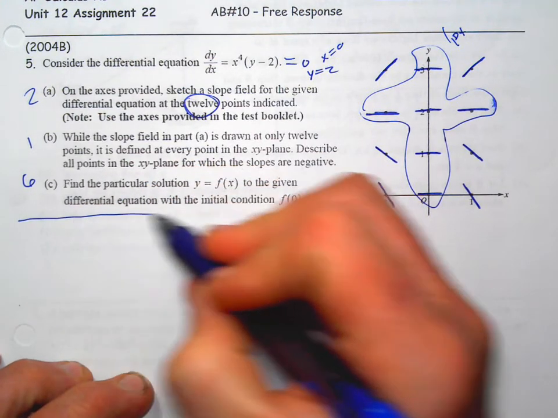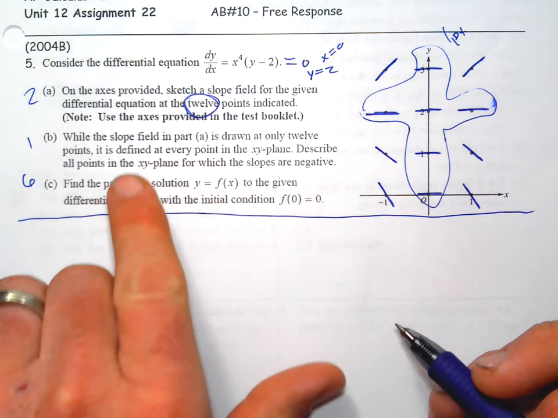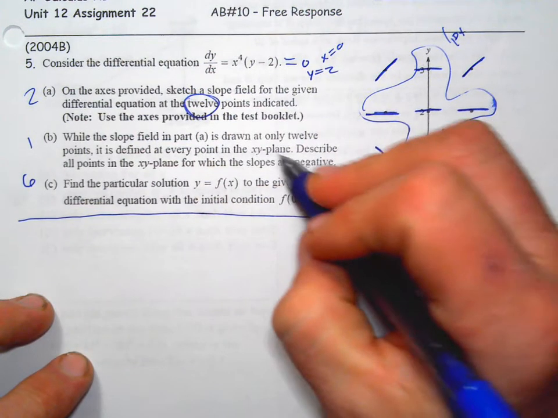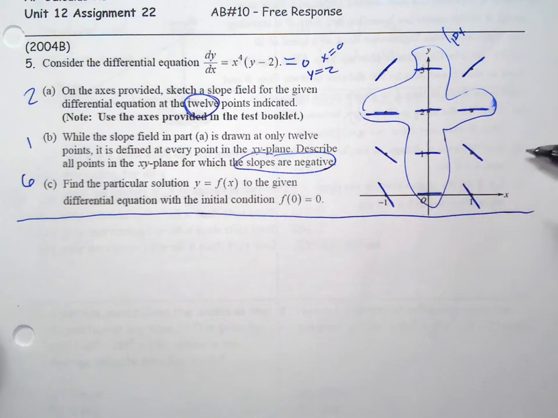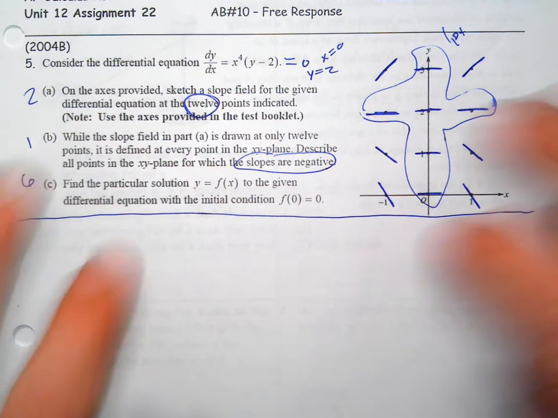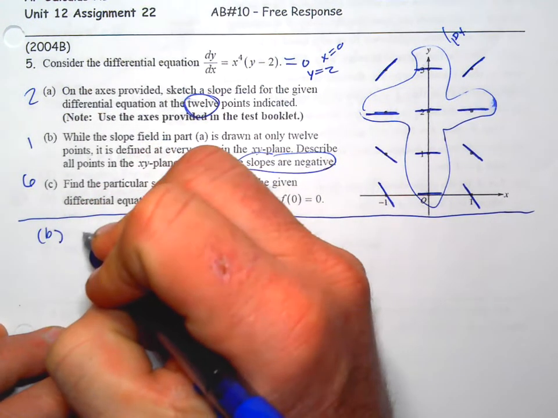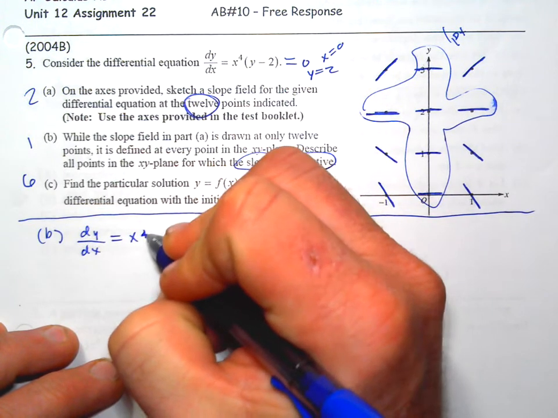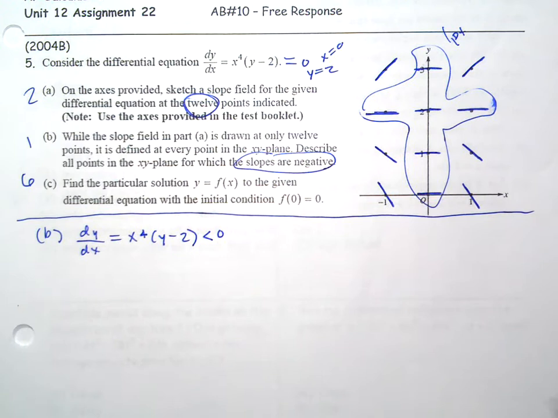Part B says, while slope field in part A is drawn at only 12 points, it is defined in every point in the xy plane. It goes out forever. Describe all the points in the xy plane for which slopes are negative. Now, you might look at this picture and be like, oh, there's some negative ones, and maybe try and guess what's going on as it goes out further. But I think the more dependable way, and not very difficult, is to set the derivative to negative and solve it.